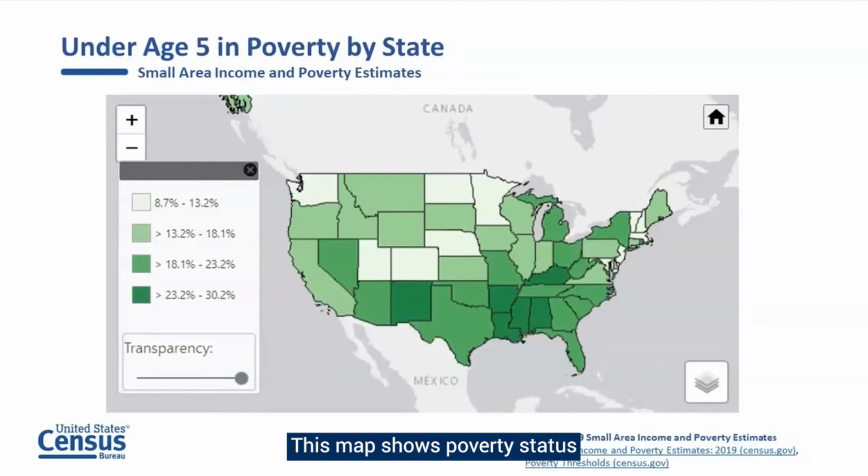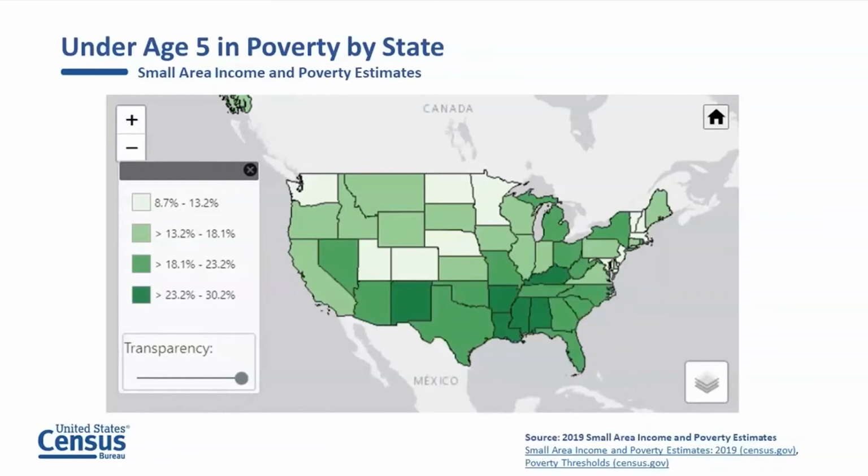This map shows poverty status by state for the under 5 age group specifically. This data comes from the Small Area Income and Poverty Estimates, the only source for single-year poverty estimates for counties of all sizes. The map comes from the Small Area Income and Poverty Estimates tool, an easy-to-use interface where you can create maps for different age groups on several different income and poverty categories.